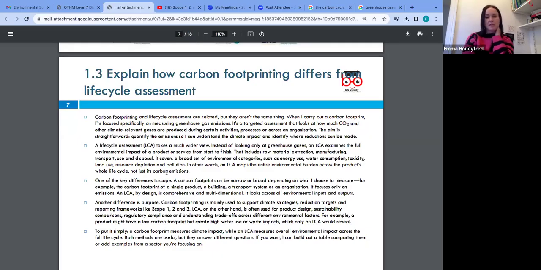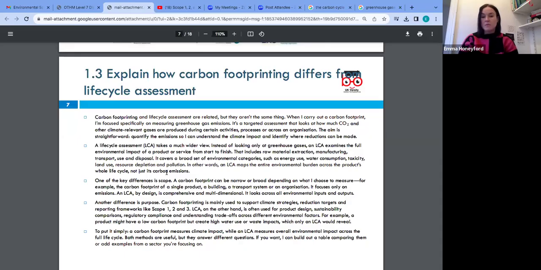So a way of looking at this is to look at one of the key differences, which is the scope. So a carbon footprint can be narrow or broad depending on what we choose to measure. So for example, the carbon footprint of a single product or building or transport system or an organisation will focus only on the emissions. An LCA by design is comprehensive and multidimensional. It will look at various different environmental inputs and outputs.